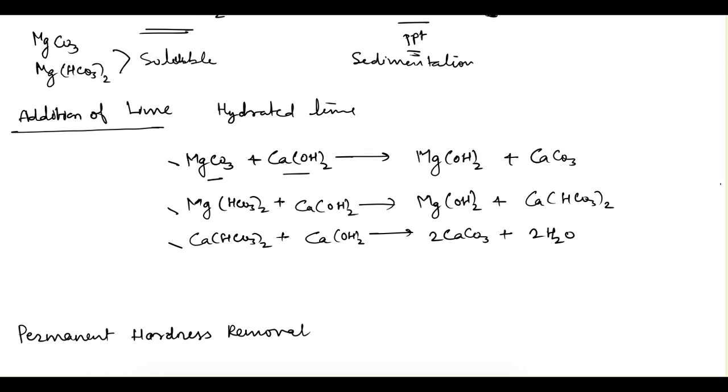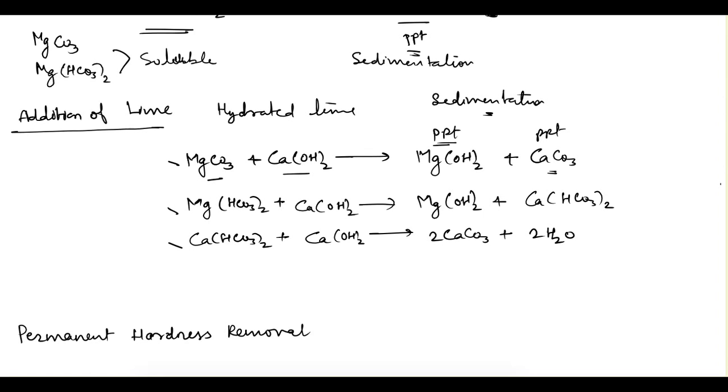Magnesium carbonate reacts with lime and we get Mg(OH)2, that is magnesium hydroxide, and it is insoluble in water, so it can be removed by sedimentation. Similarly, CaCO3 is also produced, that is calcium carbonate, which is also insoluble, so both can be removed by sedimentation.